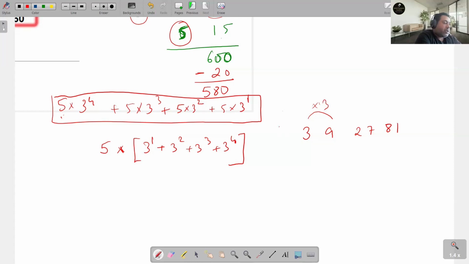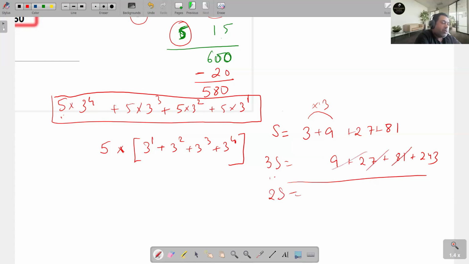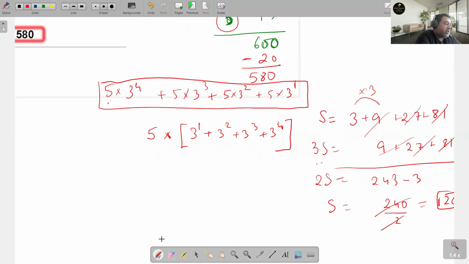You can multiply. So let's say the sum of this is s. You multiply by the common ratio. So 3s will be equal to 9, 27. So if you're adding these up, 9 plus 27 plus 81 plus 243. Okay, when you subtract the first equation from the second equation, you will get 2s. So all these will cancel out and you will get 243 minus 3. Therefore, s is equal to 240 divided by 2, which is 120. All right. So the sum will be 5 into 120, which is 600.